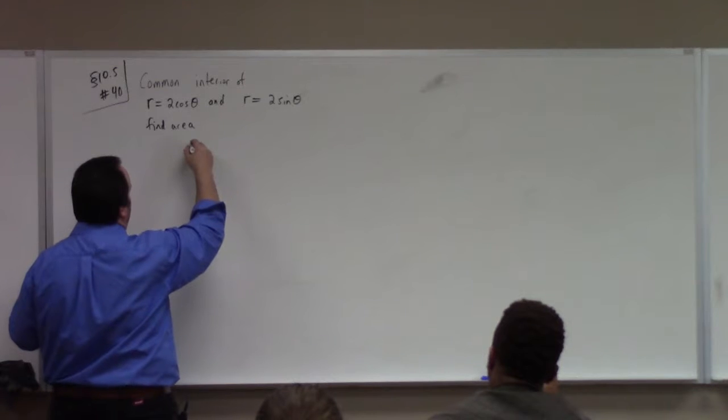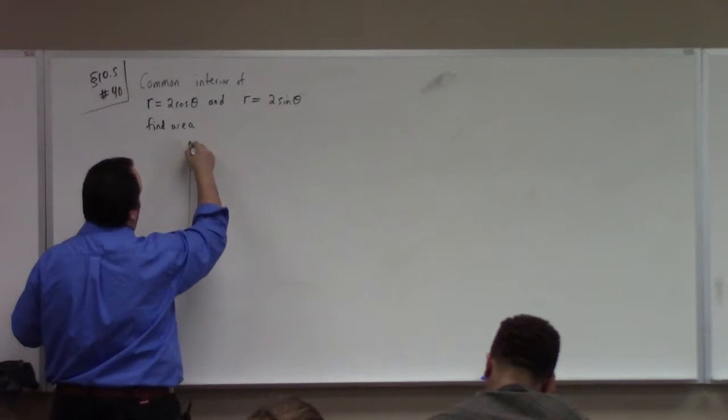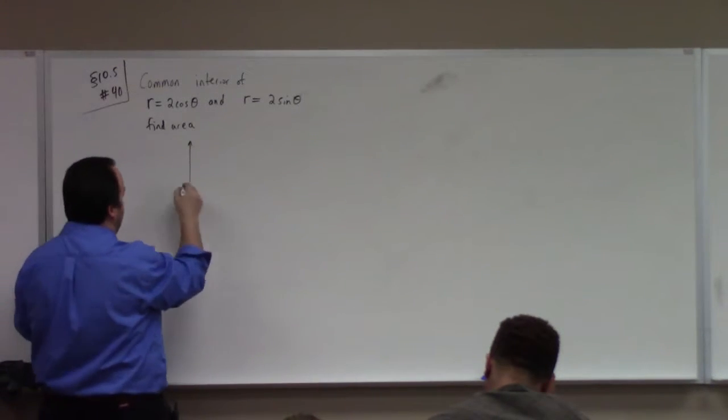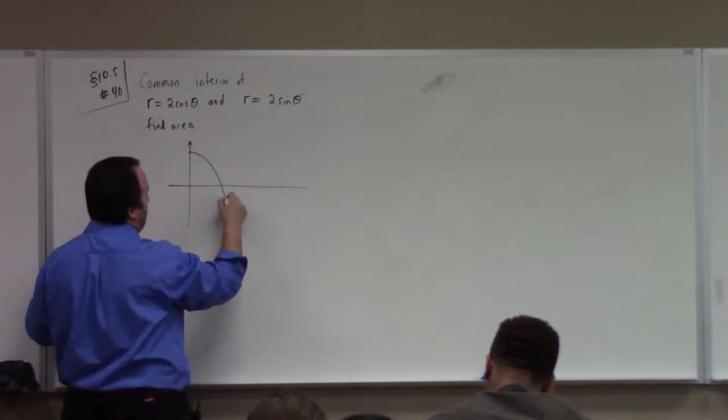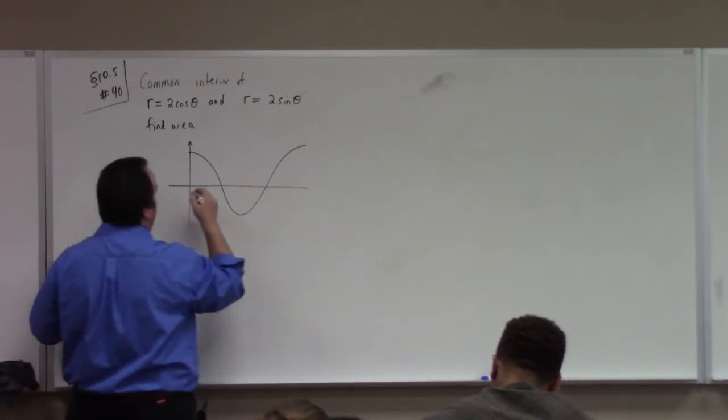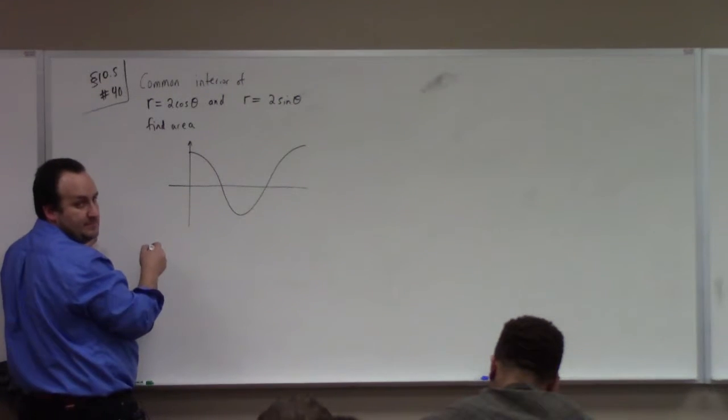Let me give me a second here. So 2 cosine theta, what's that? 2 cosine theta starts at 2. That's one of these deals, right? So this is 2 cosine theta?